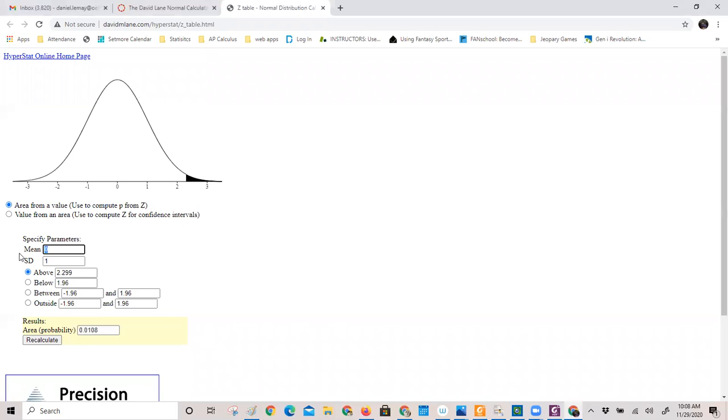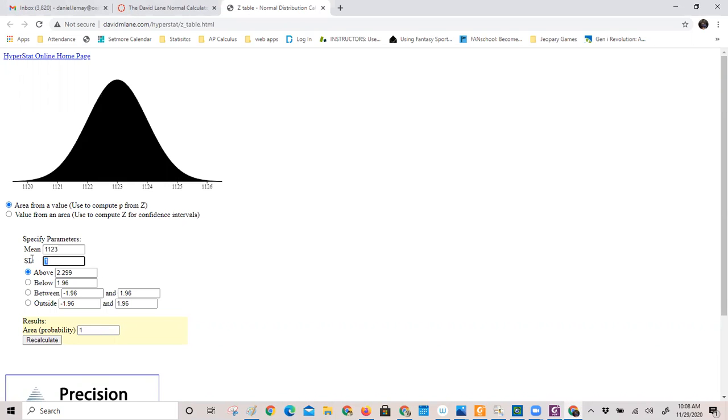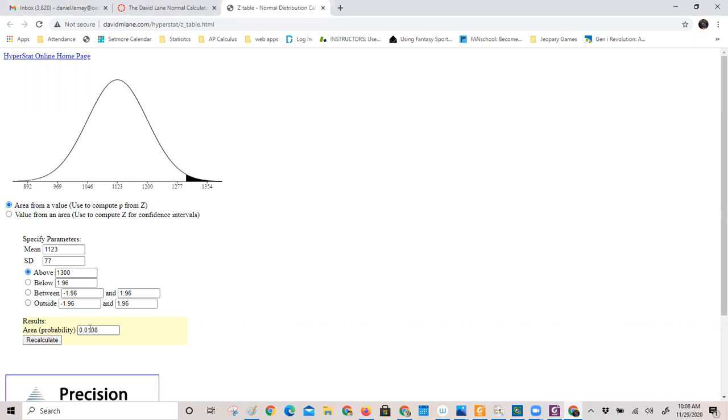So I'm gonna change this to 1123. I'm gonna change this to 77. And I wanna go above 1,300. So now I'm no longer on that standard normal curve. You see I'm getting the same answer though? And notice how this table fills it in really nice, and it even gives us a little shaded area. So this David Lane applet is wonderful for the normal curve. Okay, so that's the same answer, and that's all we got to do to fill it out.